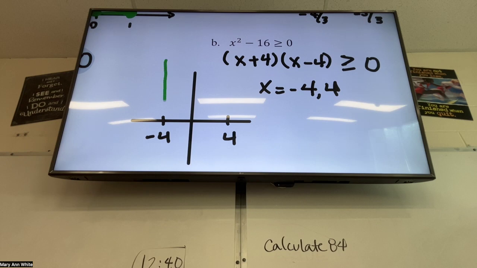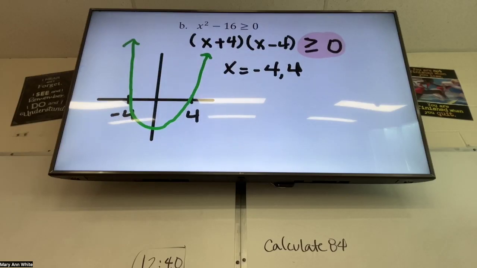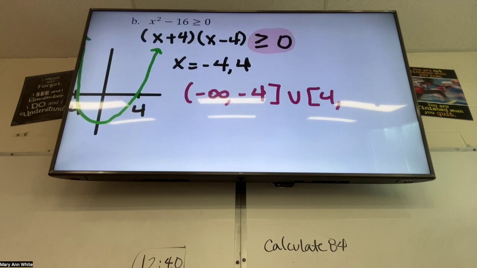And this is another parabola upward facing because it's positive. My sketch looks a little funny, but it doesn't have to look perfect. It just gives me a guideline. This time, though, I want greater than or equal to 0. Avery, you got it? Parentheses, -infinity, comma, -4, then bracket, and then bracket 4 to plus infinity. Perfect.